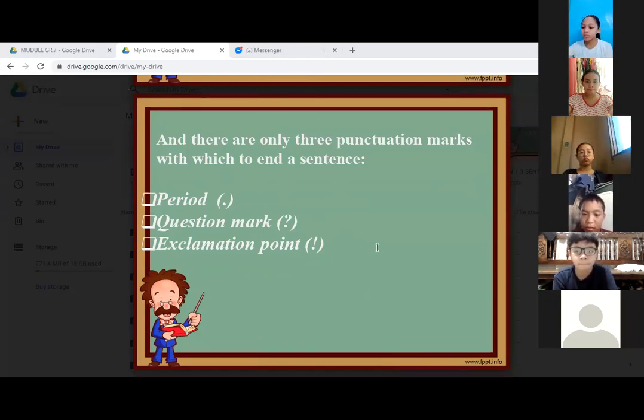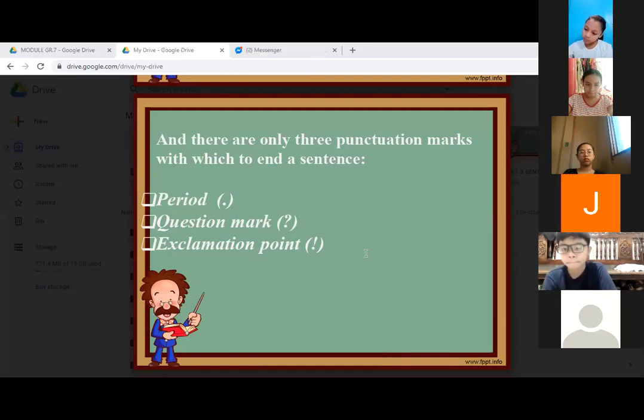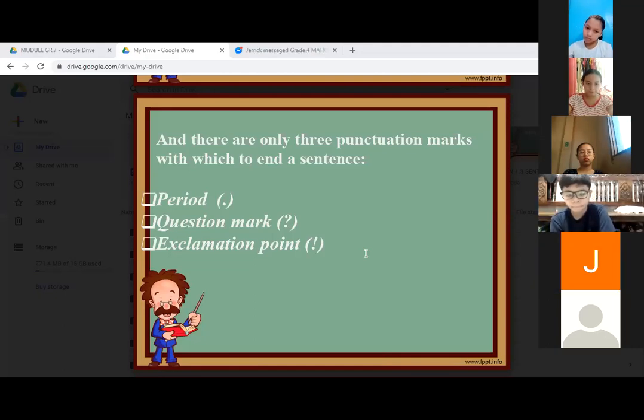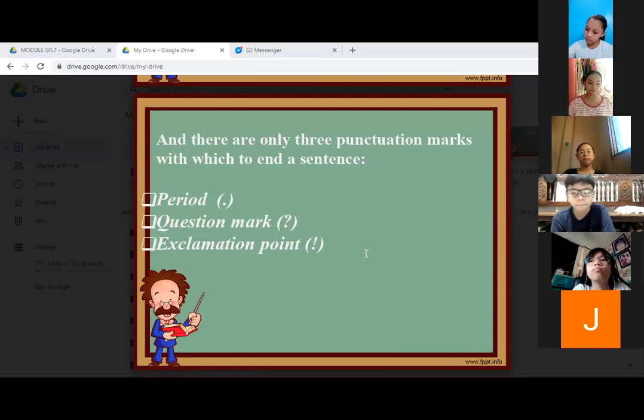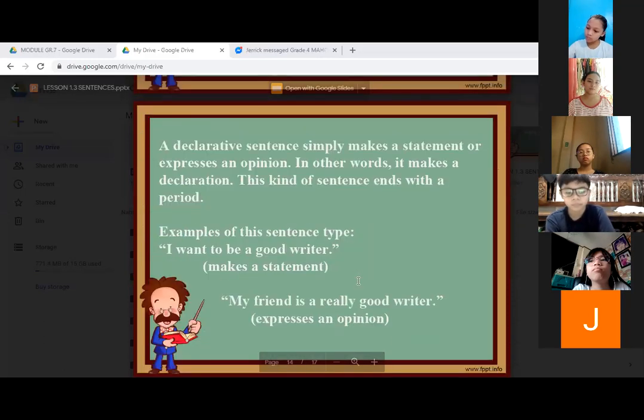Halimbawa, nag-end siya sa colon, sa dalawang tuldok, sentence ba yon? It's not a sentence. So, one clue for you to be able to know that if it is a sentence is that there must be a punctuation mark, which are period, question mark, and exclamation point. Okay? So now, what is declarative?